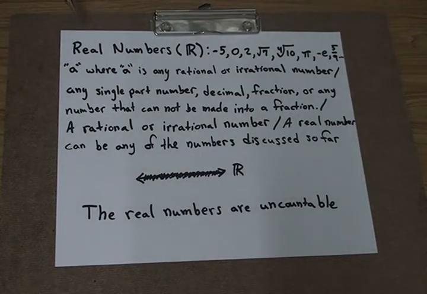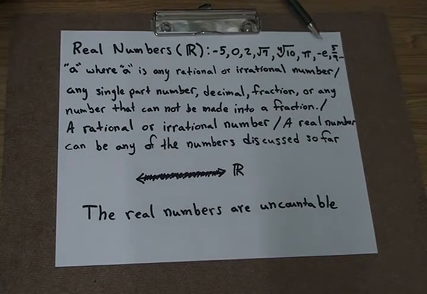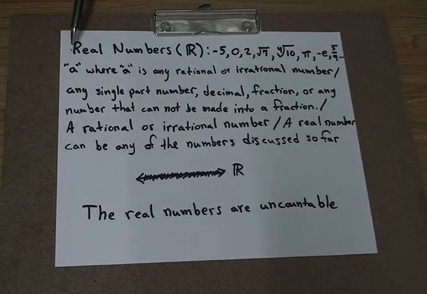The next type of numbers are the real numbers, represented by the letter R that's been bolded. The real numbers can be any of the numbers we've discussed so far: -5, 0, 2, radical 7, the fourth root of 10, pi, -e, 5/9, any decimal, repeating or non-repeating decimal. Its general form is the letter A. This is our normal variable that we would use. Any letter can be used to represent a real number.